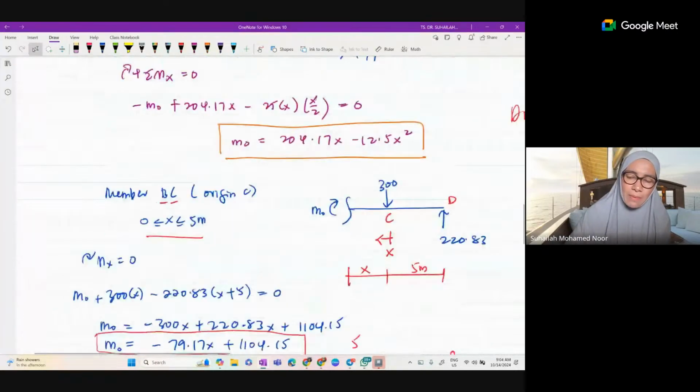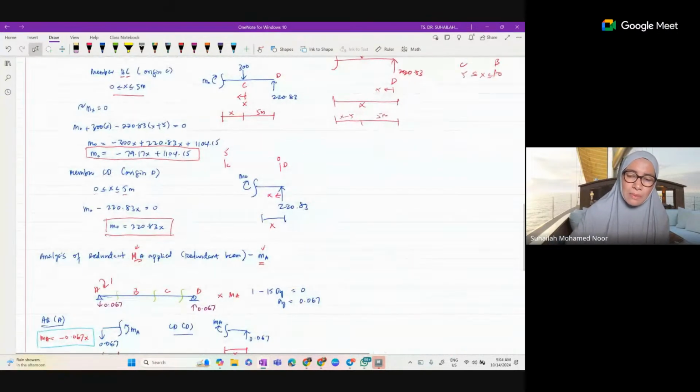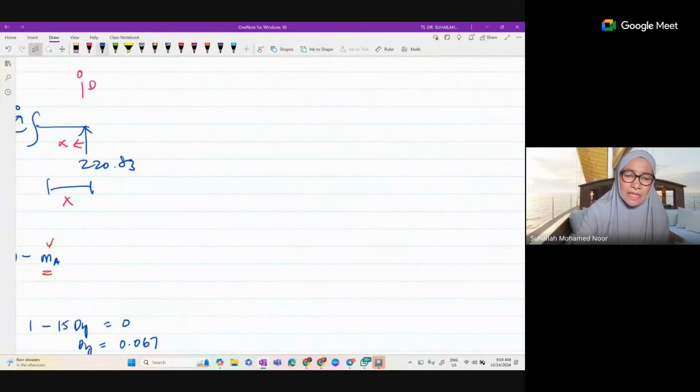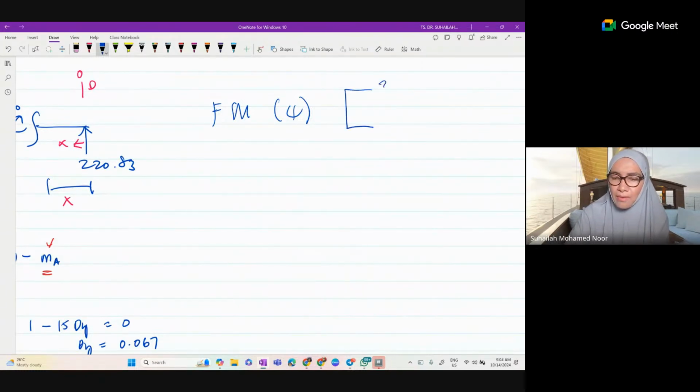That's why saya ada tulis summary ni kan. Saya tak ingat your group ke siapa punya group saya tulis. Kenapa flexibility method? Flexibility method ni, okay, sebab dia ada 4 unknown reaction. We cannot solve this using 3 equilibrium equations. So we divide into 3 and 1. So 1 ni redundant. 3 ni tak apa, dia boleh calculate guna equilibrium equation. Tapi satu ni dia jadi redundant.